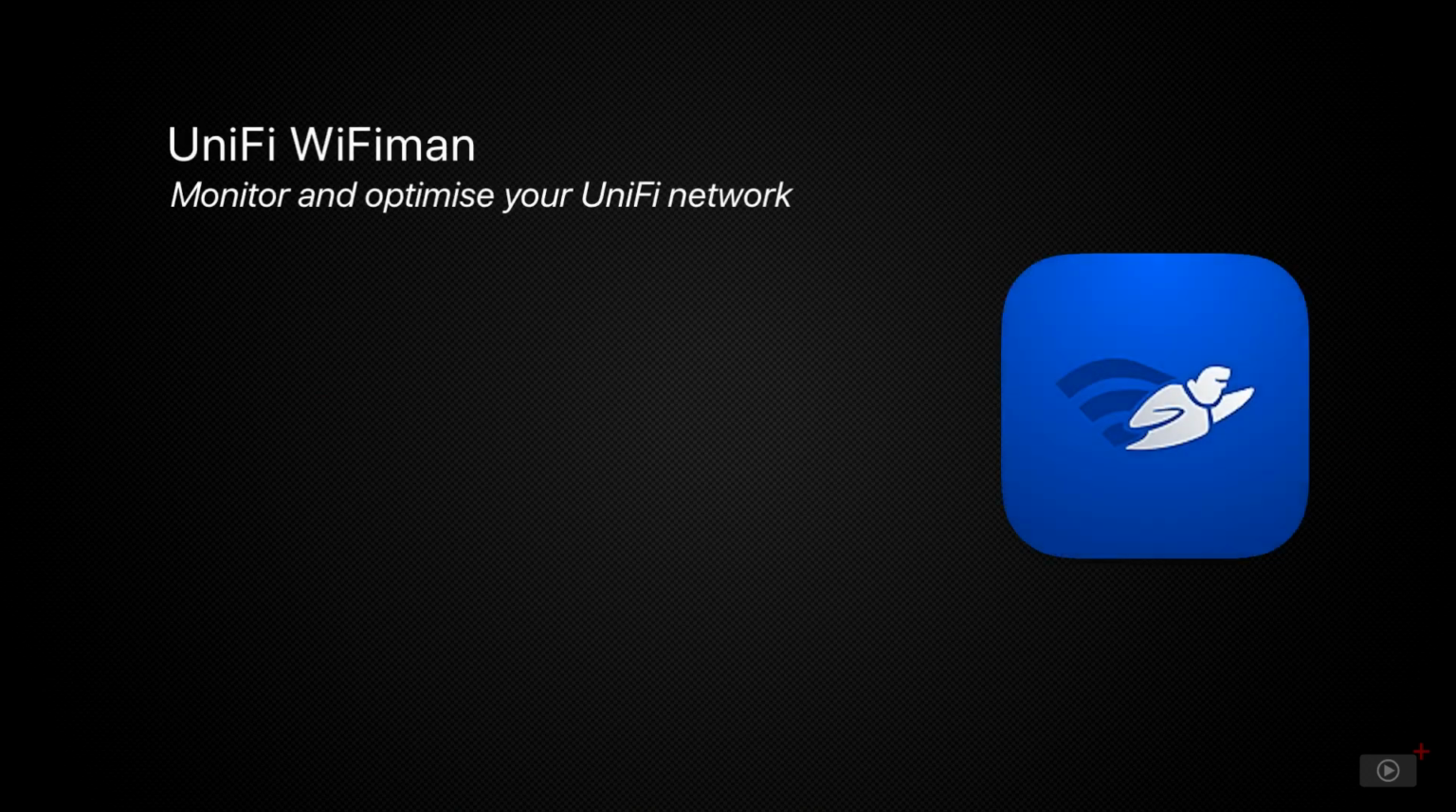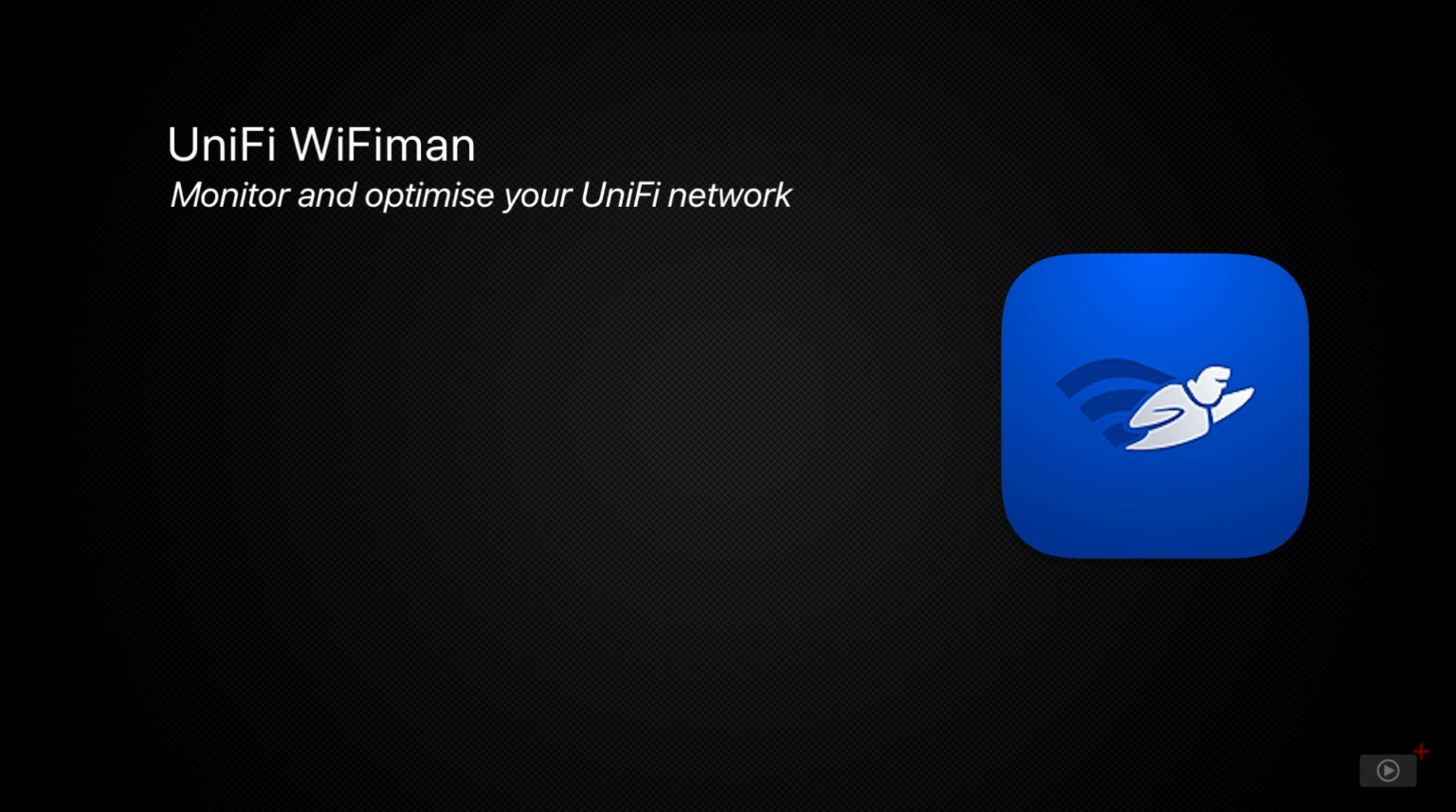Back in episode 1367, I covered setting up and using my new home network based on Ubiquiti's UniFi system. In that show, I mentioned that I would take a look at the companion iOS app to my UniFi system, and that's WiFiman. WiFiman allows you to both monitor and optimize your network, as well as providing you with a simple way to set up a VPN to access your home network remotely using a feature called Teleport.